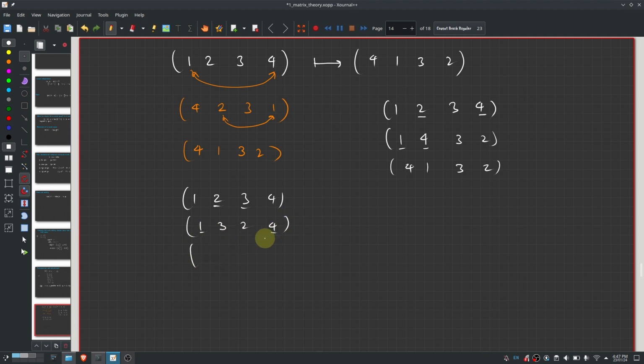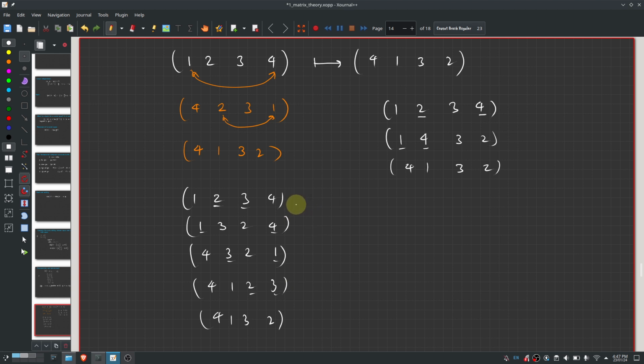Then maybe I exchange 1 and 4. I get 4, 3, 2, 1. Then maybe I exchange these two. So I get 4, 1, 2, 3. And then I swap these two. I get 4, 1, 3, 2.